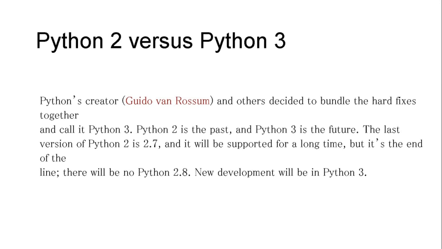The last version of Python 2 is 2.7 and it will be supported for a long time, but it is the end of the line. There will be no Python 2.8. New development will be in Python 3.